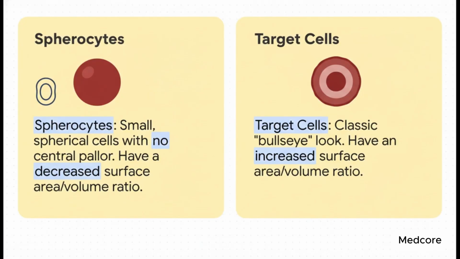Here, we have two cells that are basically opposites. Spherocytes are these small, dense little spheres that have lost their central pale area. Why? Because they've lost some of their membrane, which decreases their surface area to volume ratio. Target cells, on the other hand, have too much membrane for their volume, which causes the hemoglobin to pool in the center and give it that classic bullseye or target appearance.